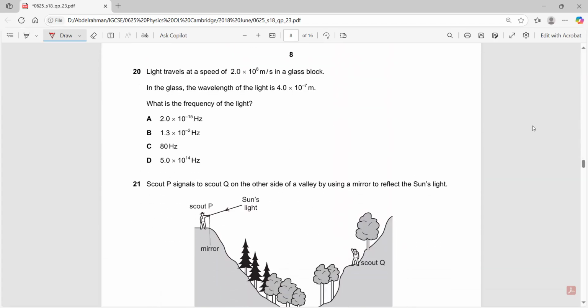Can I find the frequency? Yes, the frequency would be equal to the speed over the wavelength. The speed in the glass block is 2 times 10 to the power of 8, and the wavelength inside the glass block is 4 times 10 to the negative 7, giving you a frequency of 5 times 10 to the power of 14.